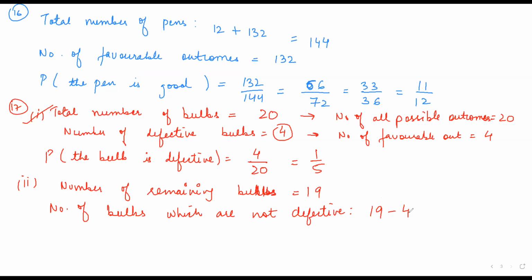See, the thing going on here is there are total 20 bulbs, and out of them, 4 are defective. I'm just picking out one bulb, so it can be a defective bulb or a good bulb. I picked out one bulb and that bulb came out to be a good one. Now because I have already picked out one bulb, the remaining is 19. Those 4 defective bulbs are also present in the 19. So the not defective bulbs will be 15. Understand? Therefore the probability that the bulb is not defective will be 15 divided by 19.